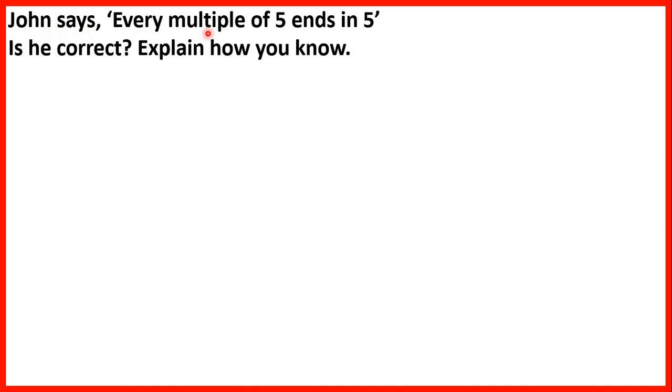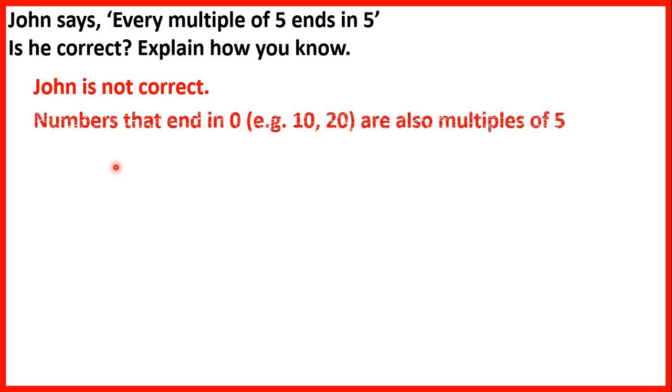John says every multiple of 5 ends in 5. Is he correct? Explain how you know. So here we need to know what a multiple of a number is. Now remember, a multiple of a number is any number in that number's times table. So if you divide a multiple by the number, you won't get a remainder. So John is not correct.